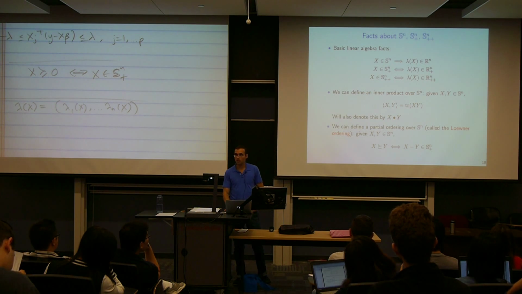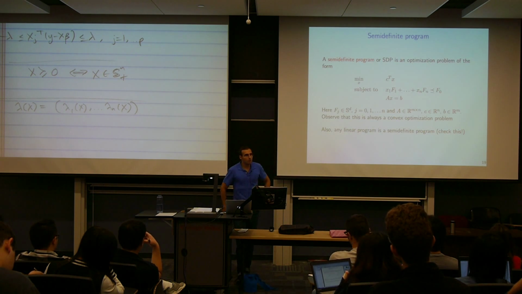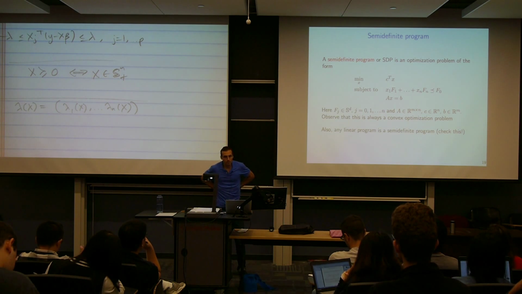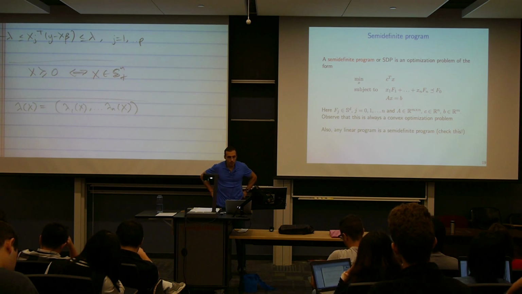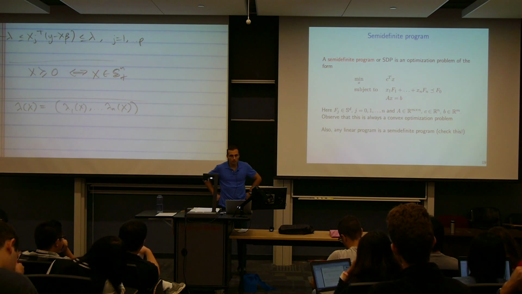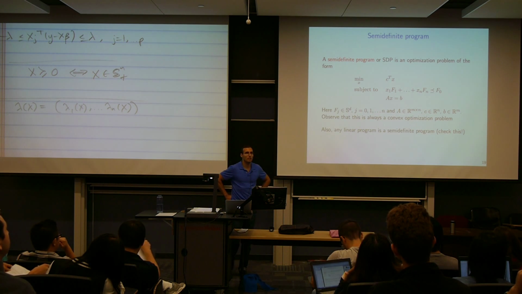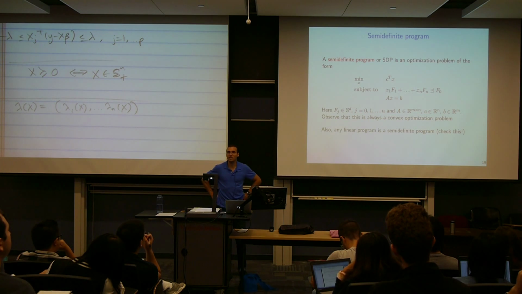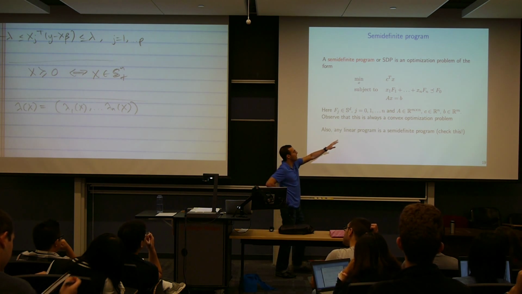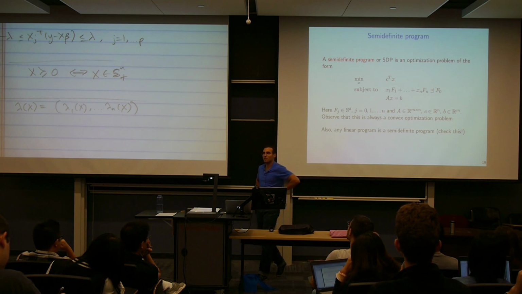All right. So now we can define an SDP. It's really very much like a linear program. In fact, it's exactly like a linear program, except I've just changed the meaning of that less than or equal to sign. I've overloaded it with a different partial ordering.